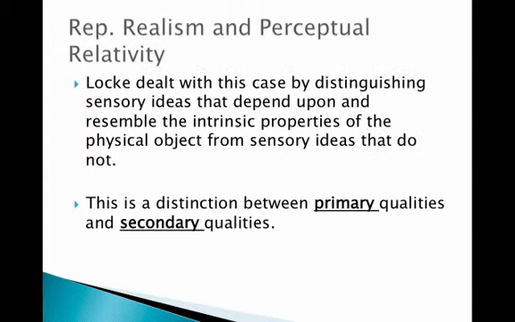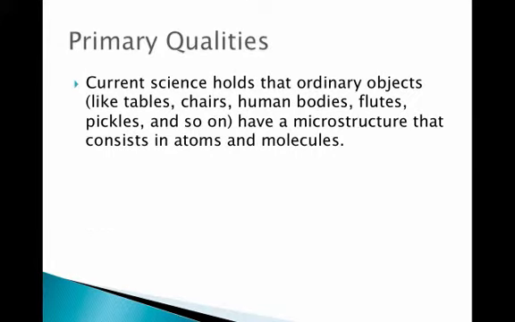Well, Locke dealt with this by distinguishing sensory ideas that depend upon and resemble the intrinsic properties of the physical object from sensory ideas that do not. That is, he drew a distinction between what he called primary qualities and secondary qualities. Primary qualities of physical objects and secondary qualities of physical objects. And current science supports this.